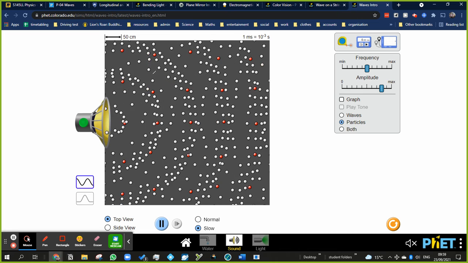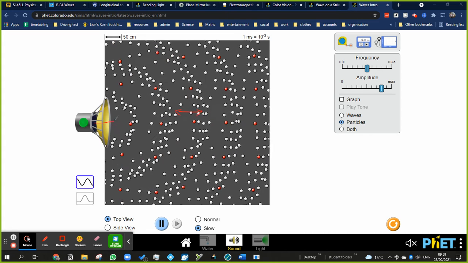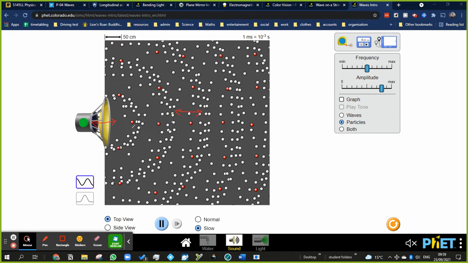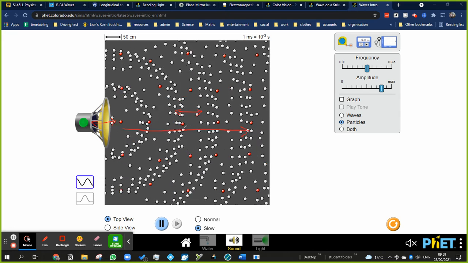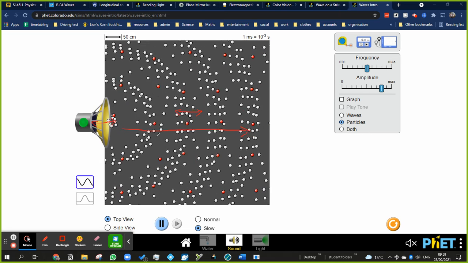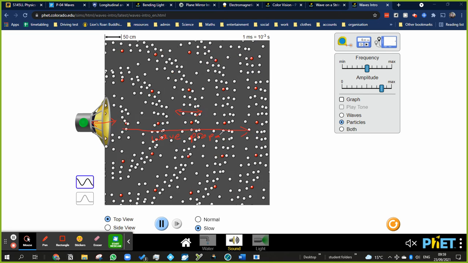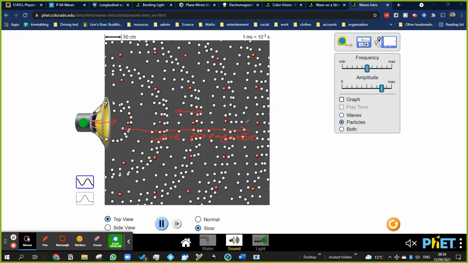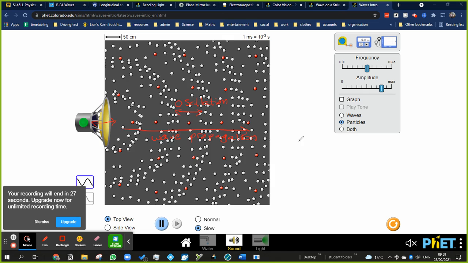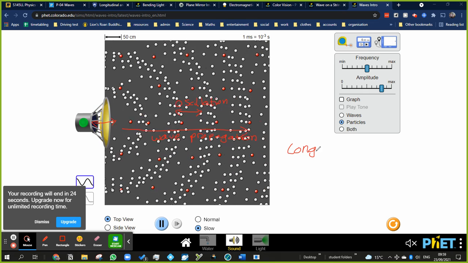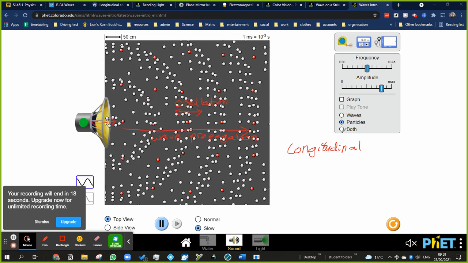And the reason for that is because the particles are moving, the oscillation is moving forward and backward, the same with the speaker here. And the information and the energy, or the wave propagation, is moving parallel to it. Okay, so this is the wave propagation. And the oscillation is moving in parallel. So that is called a longitudinal wave.